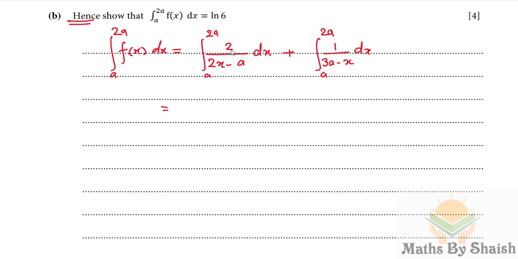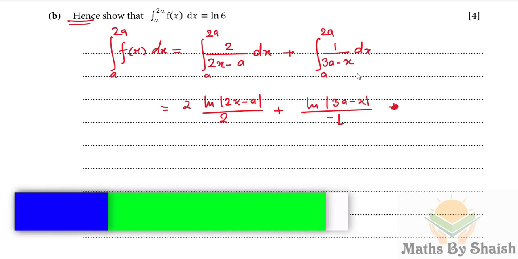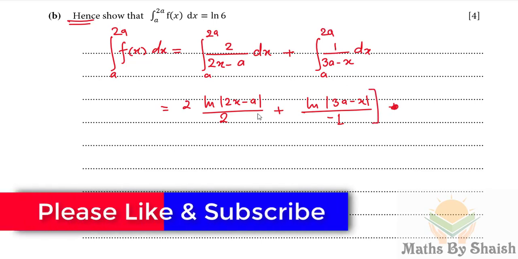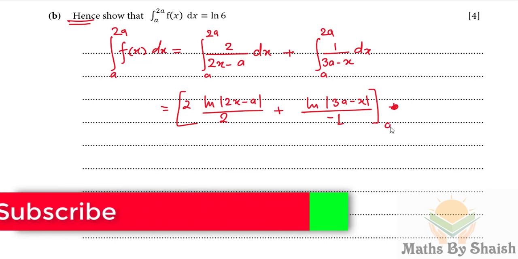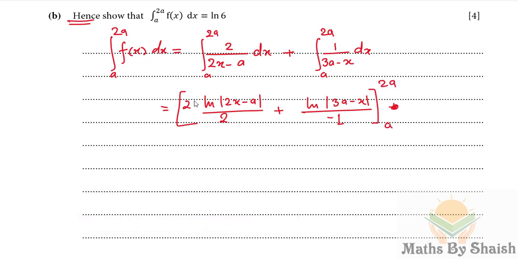So let's integrate. This is going to be 2 over 2x minus a. If we integrate, we'll get ln of modulus 2x minus a, divided by the differentiation of this, which is 2, so we divide by 2, plus ln of 3a minus x, divided by the differentiation of this, which is minus 1. There is no constant of integration, because it's a definite integral. So we integrate between a and 2a. These are the limits.